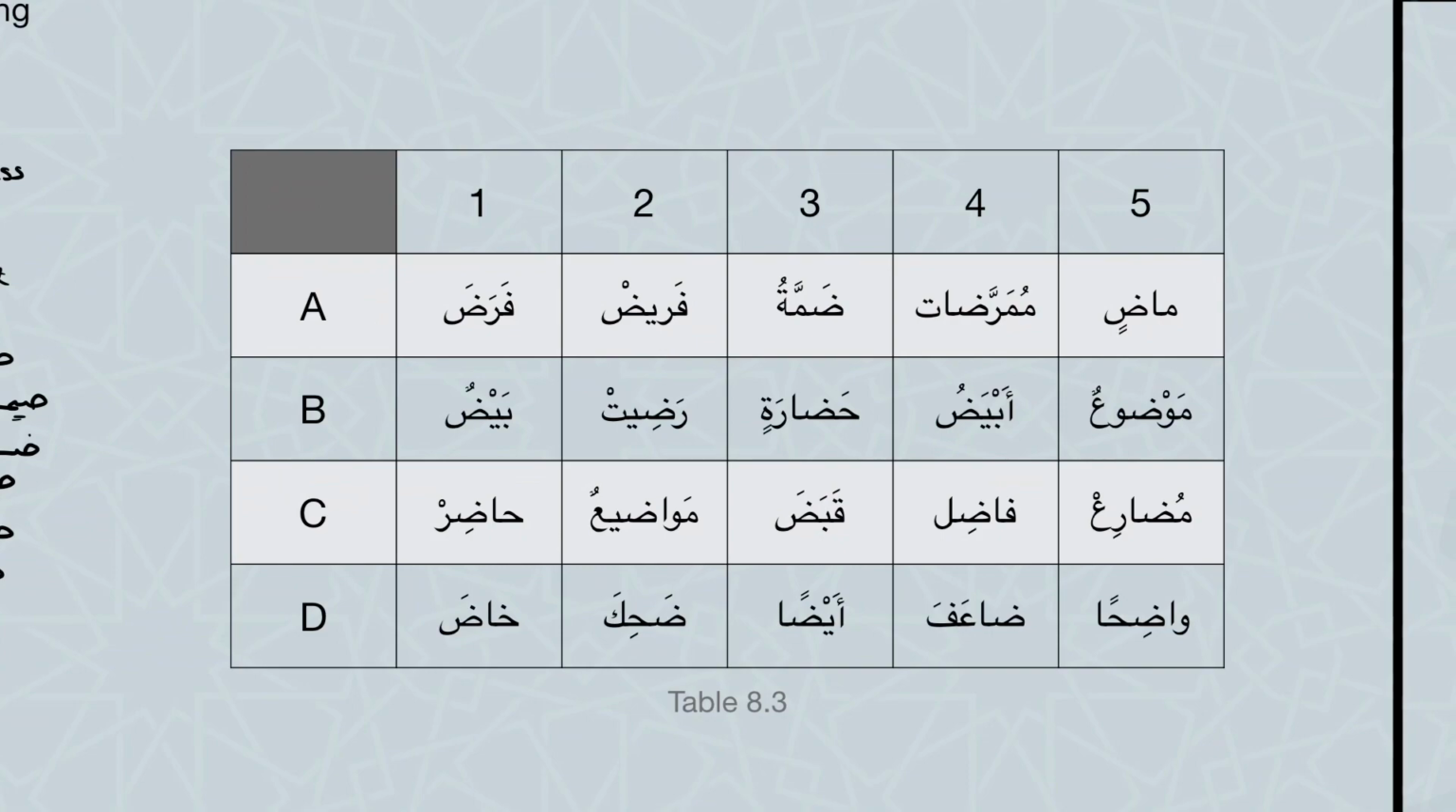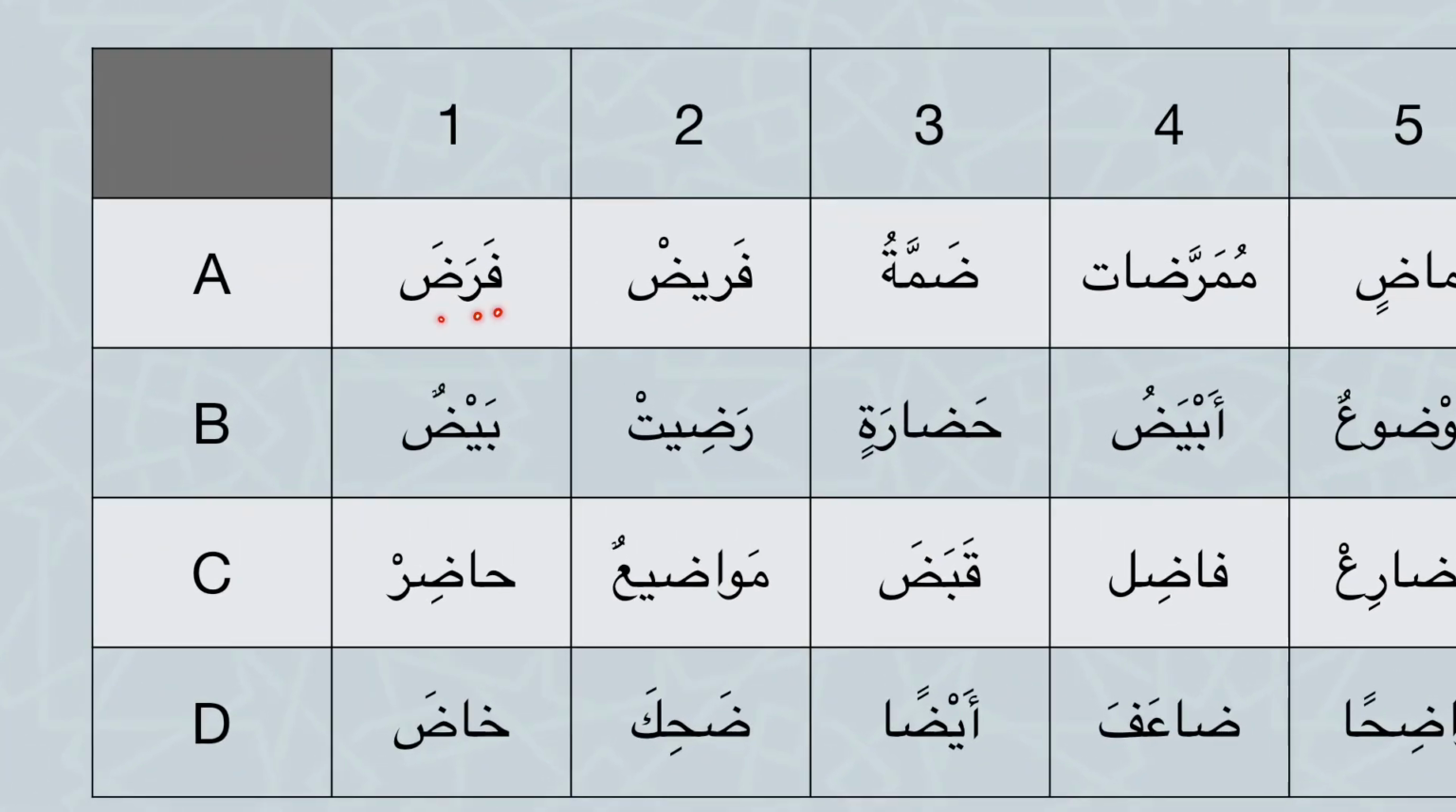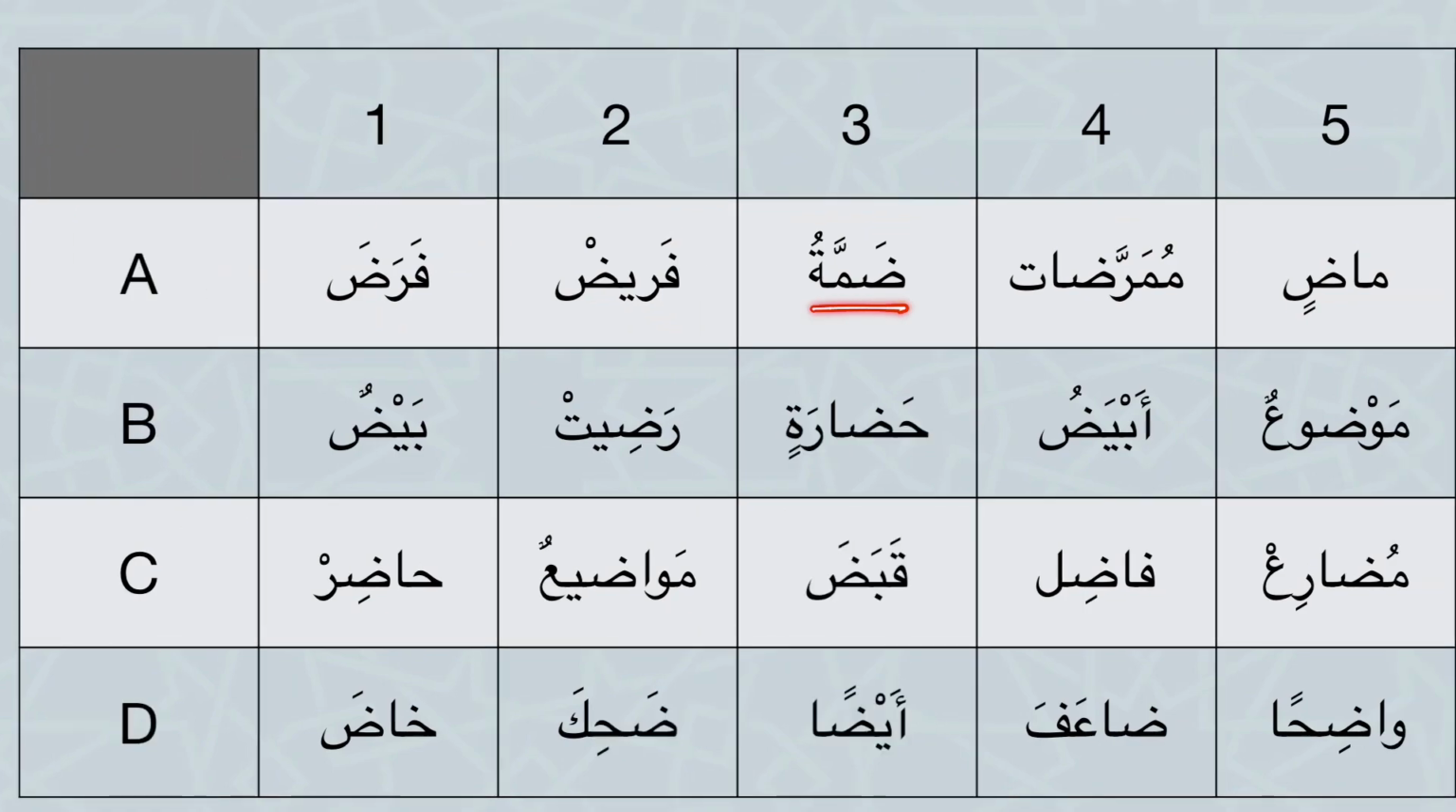Okay, Arian, let's go. So row A, please, Arian. فرض. Perfect. فريض. Perfect. This one is cheating. You know this.